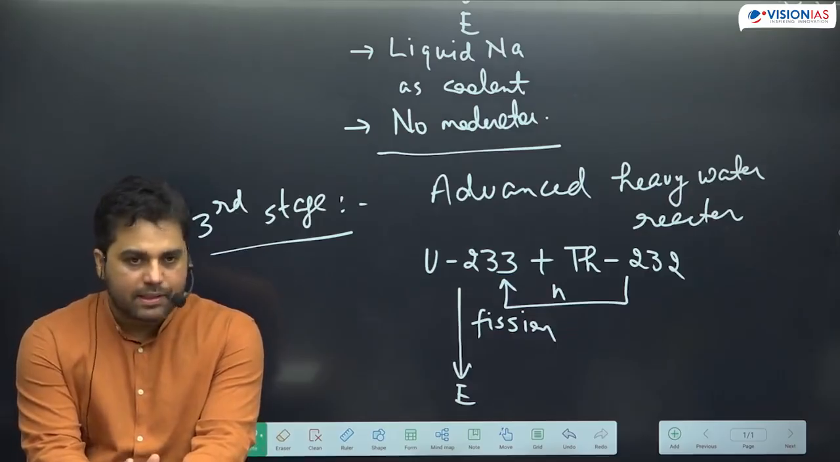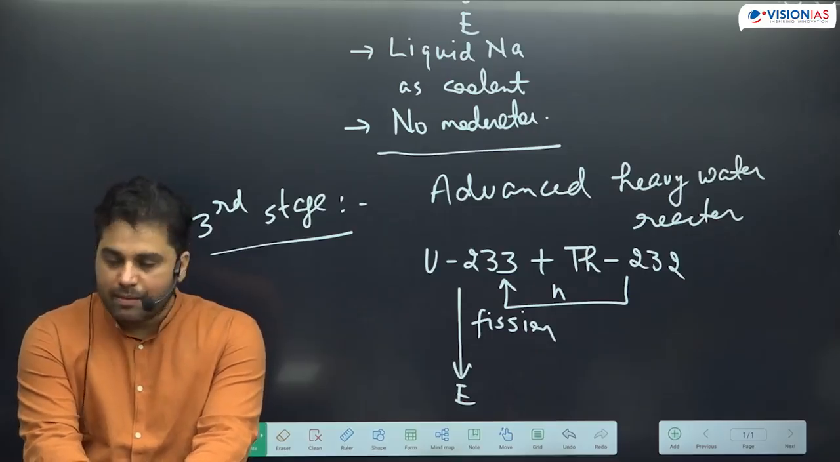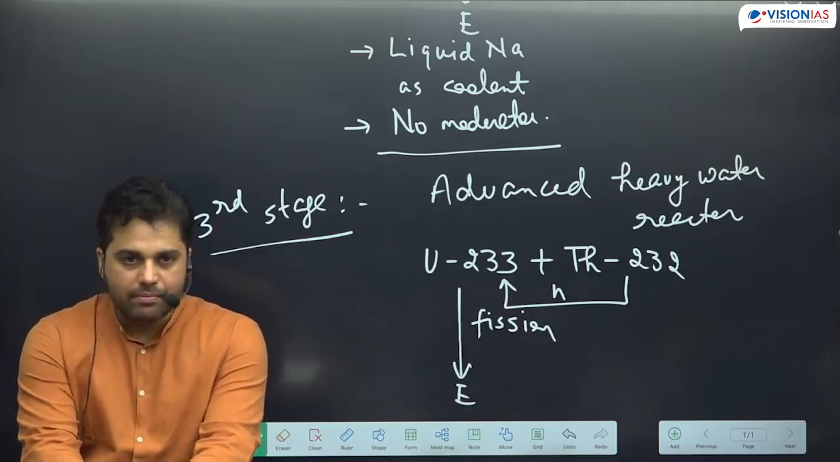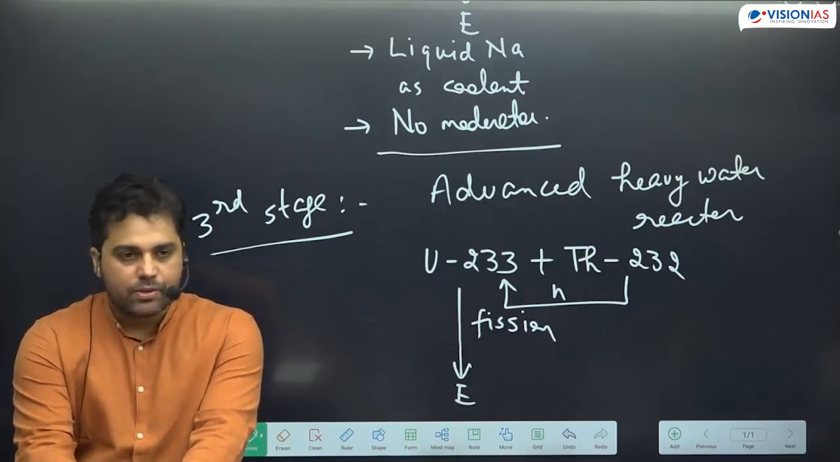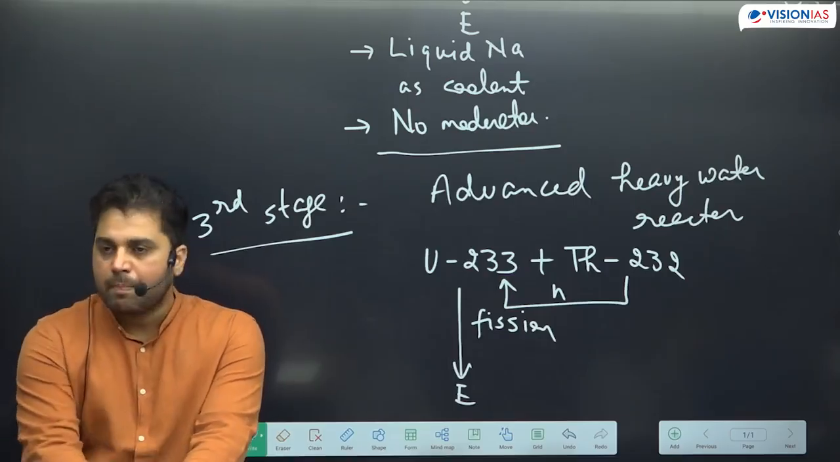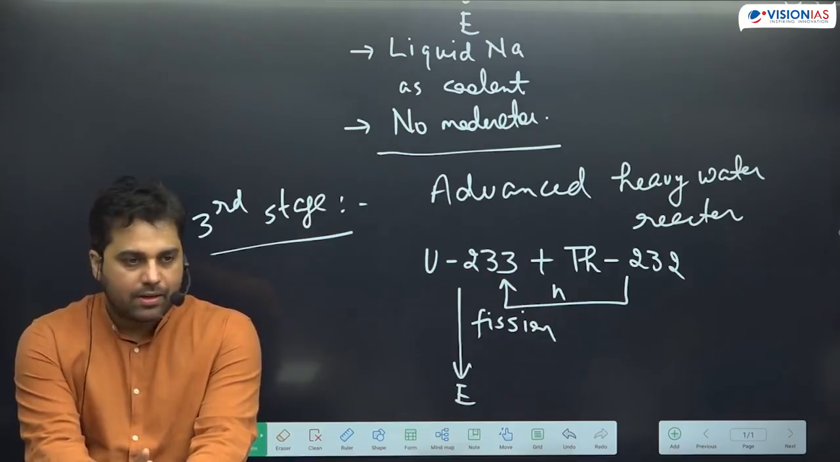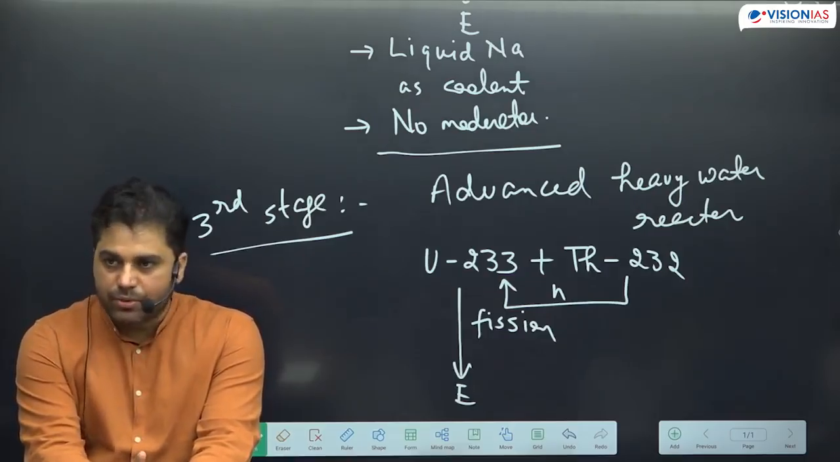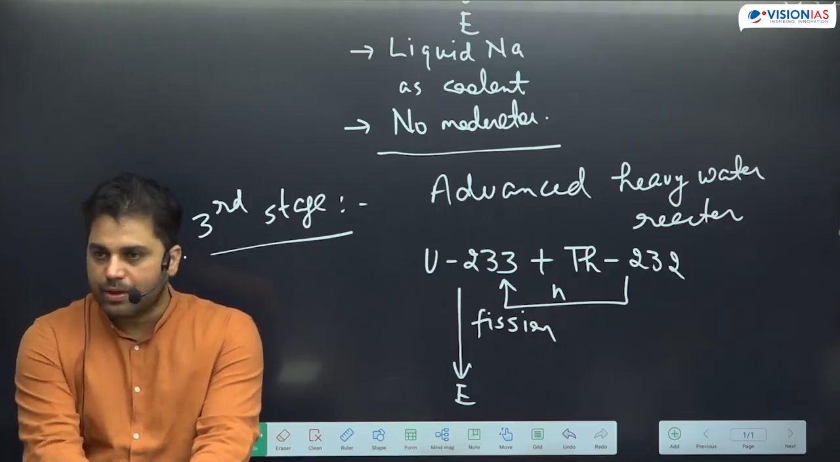So this was the plan envisaged by Dr. Homi Jahangir Bhabha to overcome the limitation of lack of uranium, but abundance of thorium. However, thorium is not a fissile material. So how can we convert thorium into a fissile material? And second stage is crucial for that. So the second stage is a very crucial stage, where we start converting thorium into uranium.